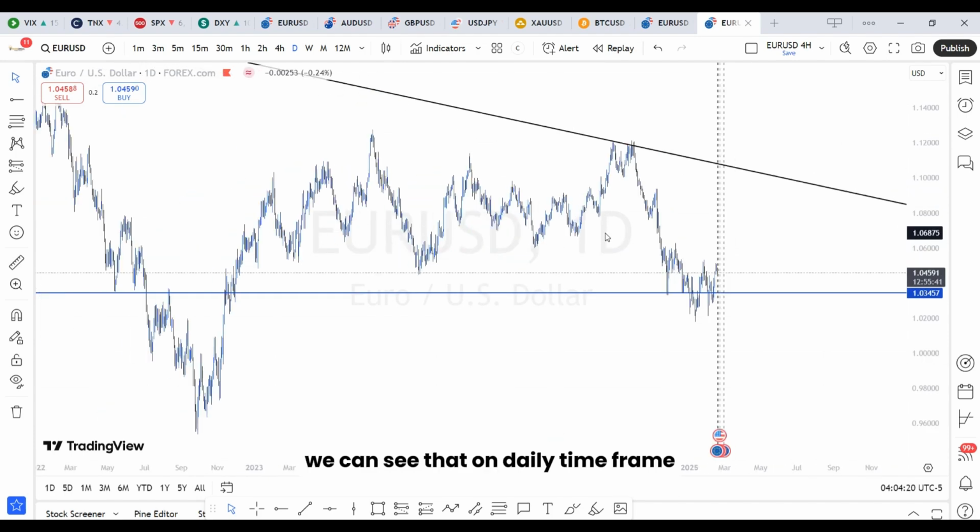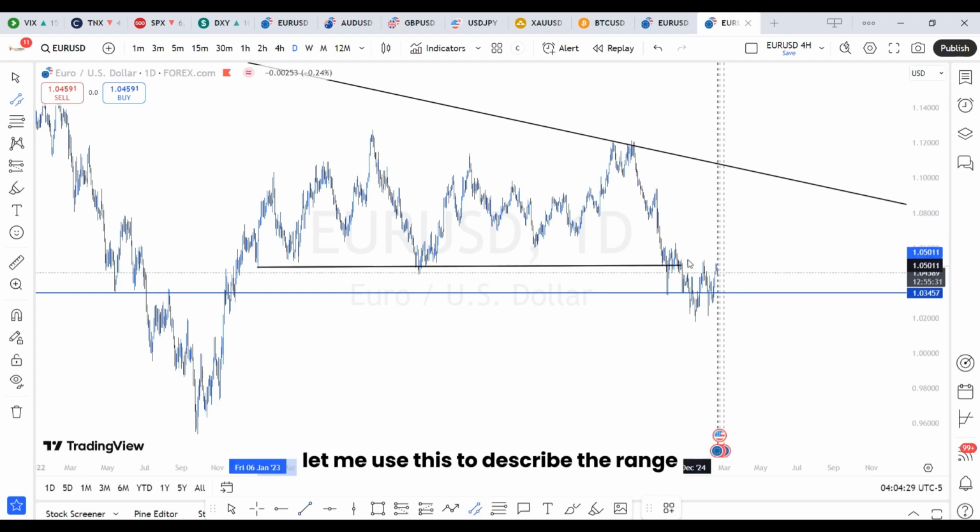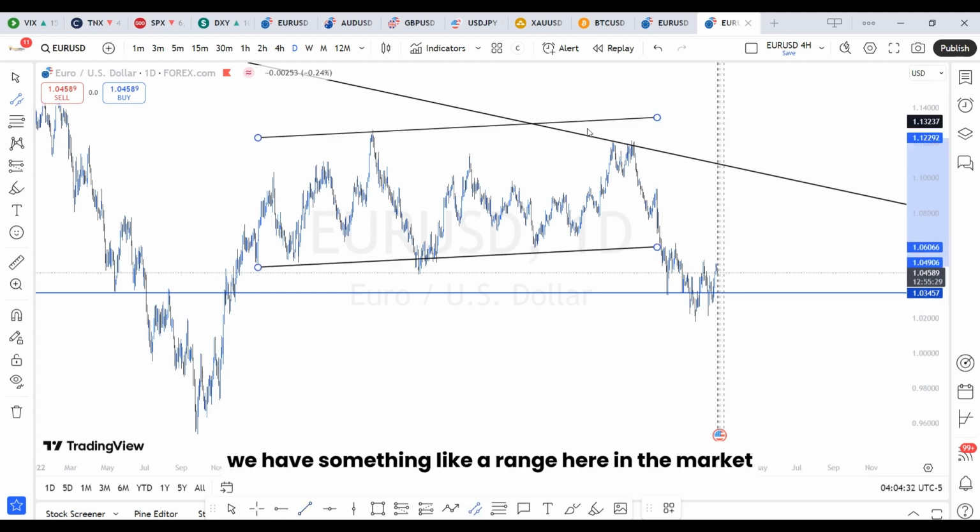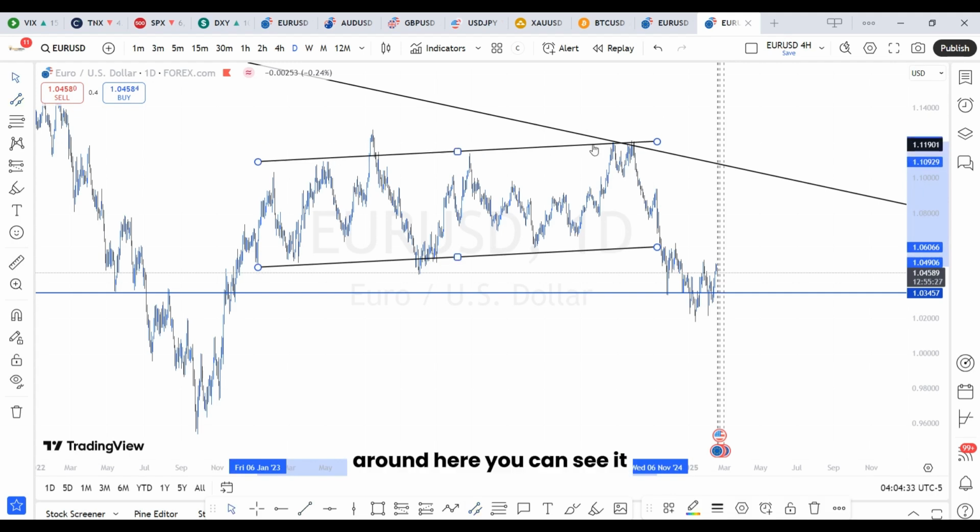We can see that on daily time frame we had something like a range here in the market. Let me use this to describe the range. We have something like a range here in the market around here. You can see it.